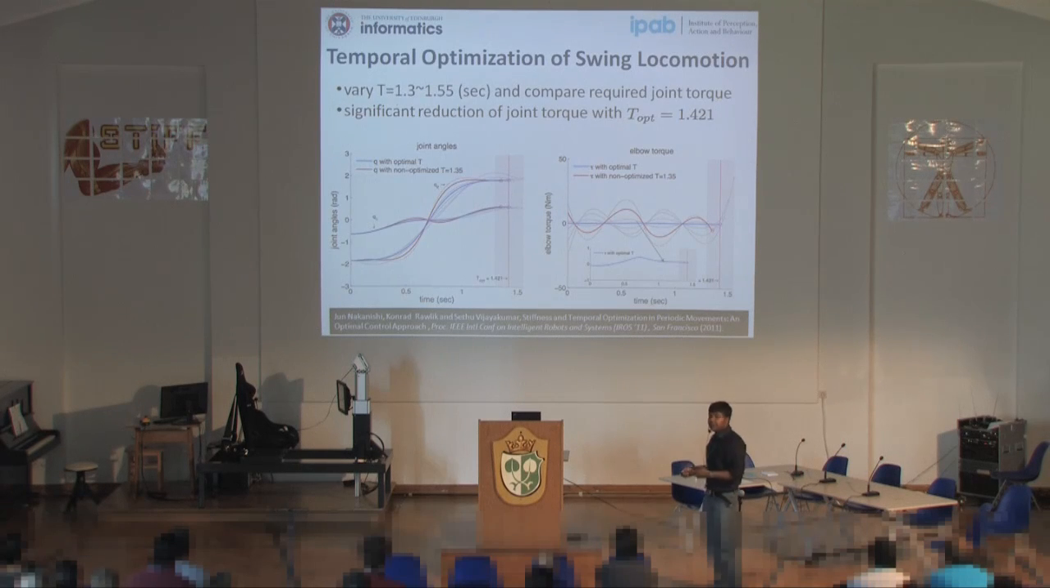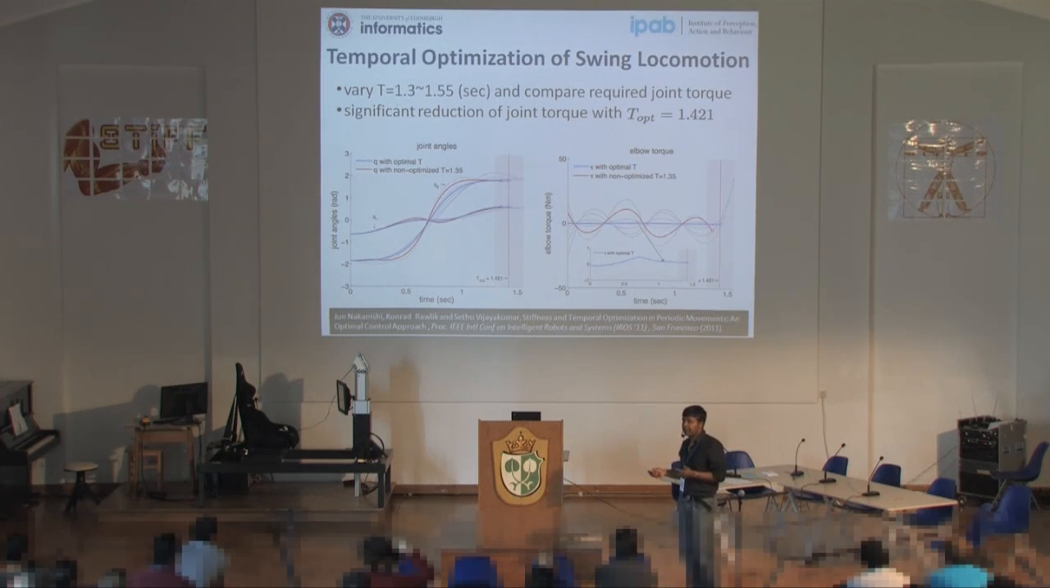So indeed, if you look at the joint angle trajectories, these are the two joint angle trajectories. These are joint trajectories optimized for different times. They look fairly similar. But let me tell you, the optimal one is the second one, the blue, and the red one is one of the suboptimal ones. That's the one you saw right at the beginning.